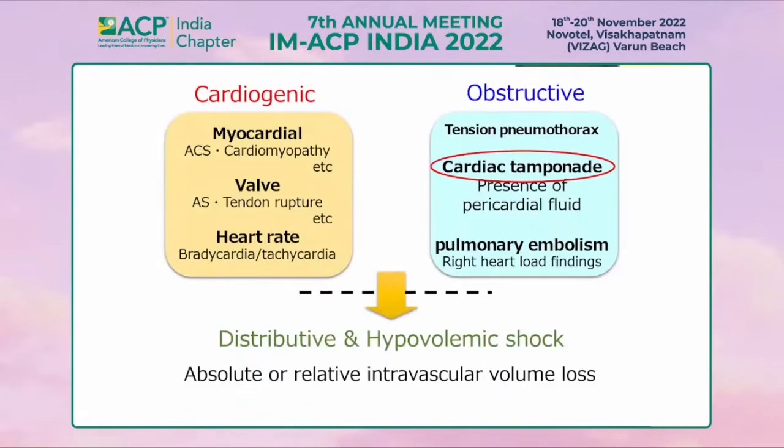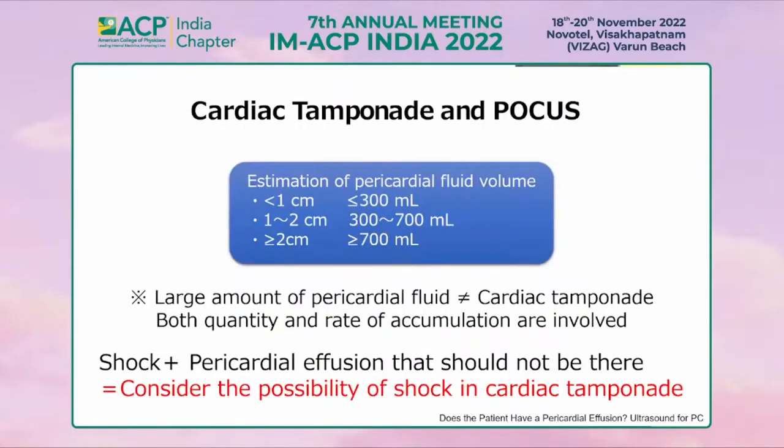Next, I will show an assessment of cardiac tamponade in the obstructive category. Pericardial fluid is measured at the depth where it accumulates the most. The appropriate view to be measured is PLAX, if supine. Depth gives an estimate of the amount of pericardial fluid, like this table.